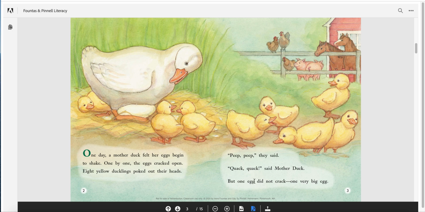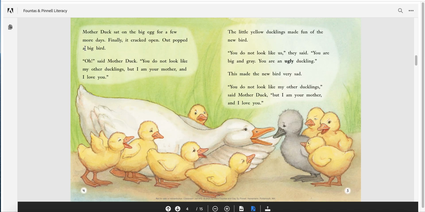Ooh, did you see what I did there? Made a mistake. I'm going to go back and fix it. But one egg did not crack. One very big egg. With this hyphen here, that dash, the author wants you to pause and really be careful reading that.